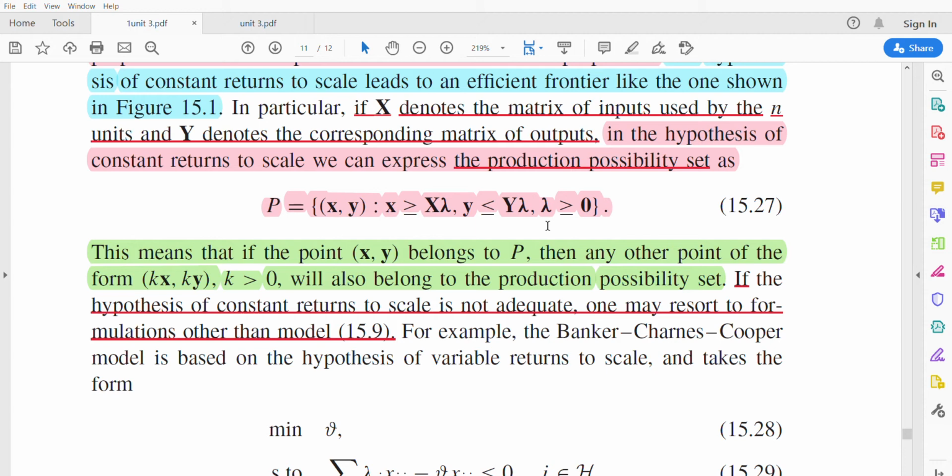The set is saying this: the point (x, y) belongs to P, and any other point is obtained by multiplying with a constant. Any other point of the form kx, ky, obtained by multiplying x and y by a constant k greater than 0, also belongs to the production possibility set. This production possibility set is denoted by P. So this is the new model suggested in other models.